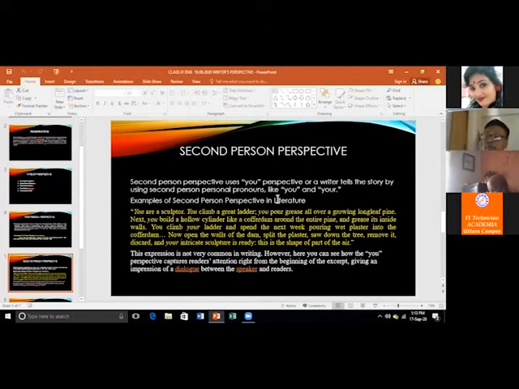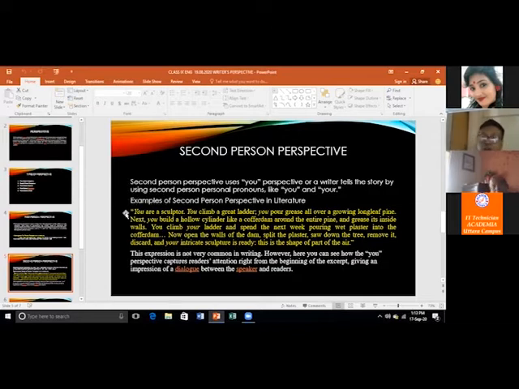And you see here the perspective or a writer tells the story by using second person personal pronoun like you and your. So if the writer or if the narrator uses this second person pronoun you or your in his text, then obviously it will be a second person perspective. And we can see an example here, and we'll find in this example that the narrator is using you, the second person pronoun.